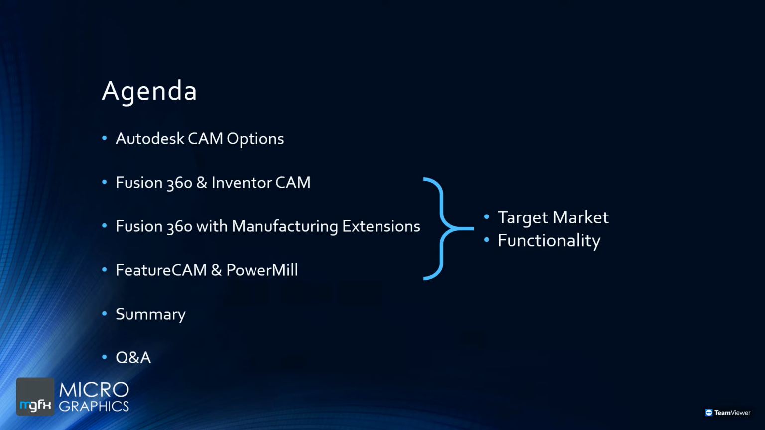So on the agenda for today, we'll be looking at various CAM solutions that Autodesk has to offer. I've grouped the software to fall into what I believe are their target markets and the level of functionality offered by each package. We'll start off with Fusion 360 and Inventor CAM, and then we'll move on to Fusion 360 with its manufacturing extensions, and then FeatureCAM and PowerMill as our last two options. And lastly, we'll close with a summary and Q&A.